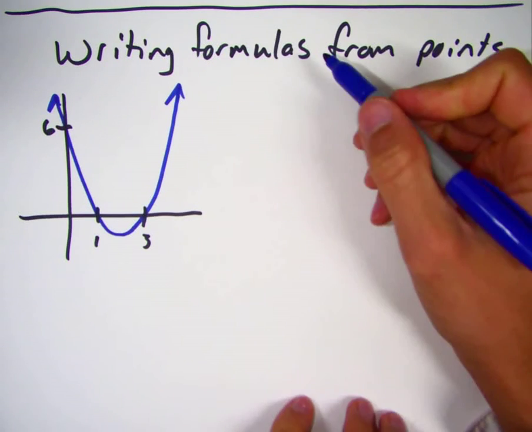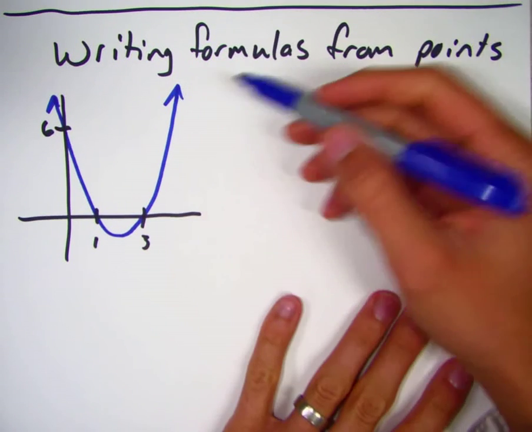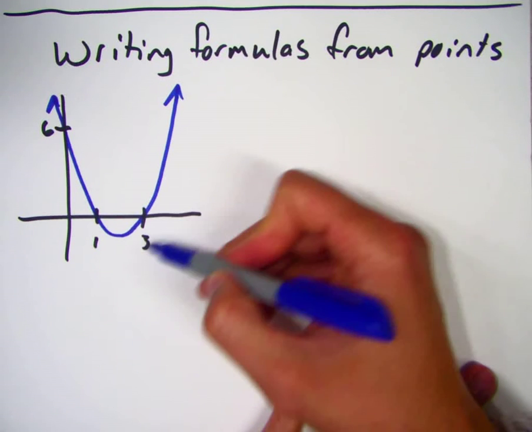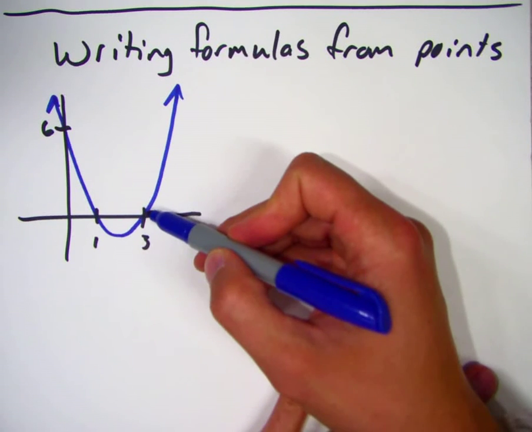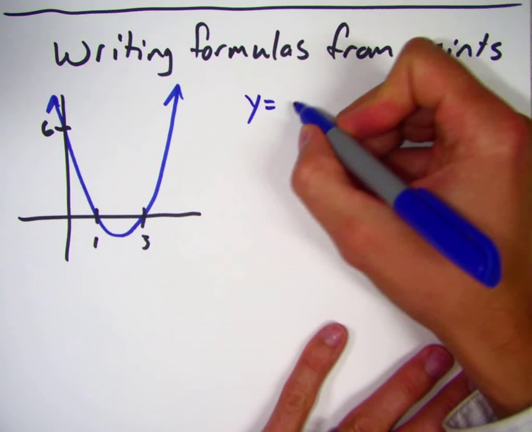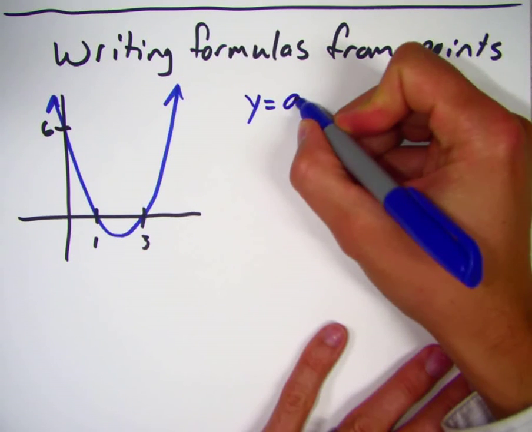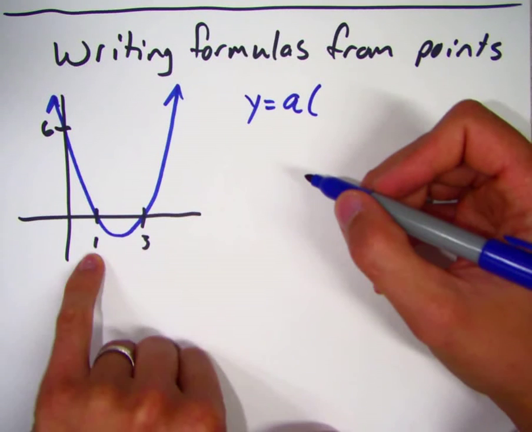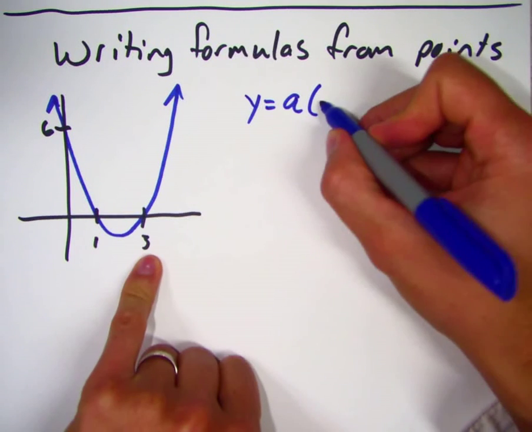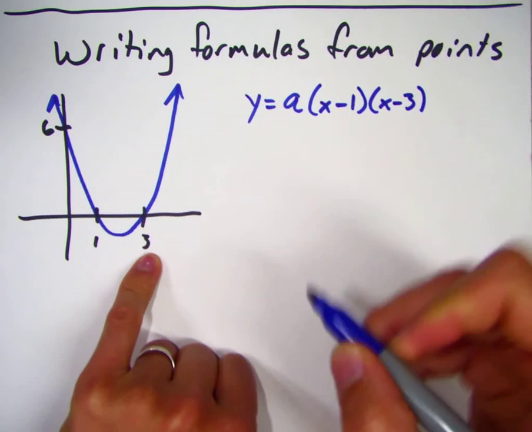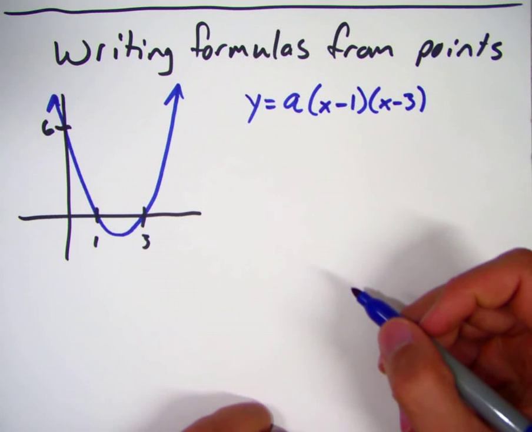I know that I can write this in two different forms. I can use standard form or factored form. Factored form is easier when you have your zeros. So my factored form to start off with would just be y equals a, a mystery value a. I don't know what a is yet, but I do know that the graph goes through 1 and 3, so x minus 1 and x minus 3 are the factors that go with that.